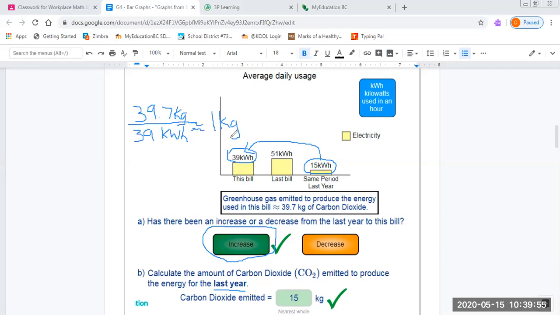Now, what we want to know is how many kilograms it will be for the period last year. So right now, that's 15 kilowatts. So we're going to take the 1 kilogram, and we're going to multiply it by the 15 kilowatts that we have there. And not surprisingly, it's going to come out with a number that is approximately 15. So let's just take a look at what that looks like when we use a calculator, though. So I'll just stop share here and go to my calculator.